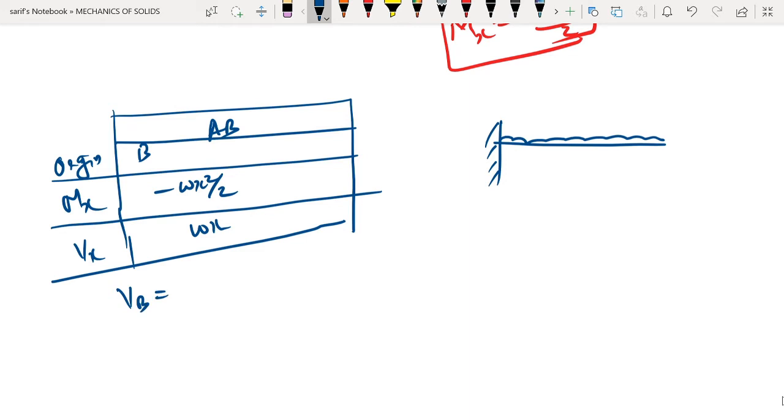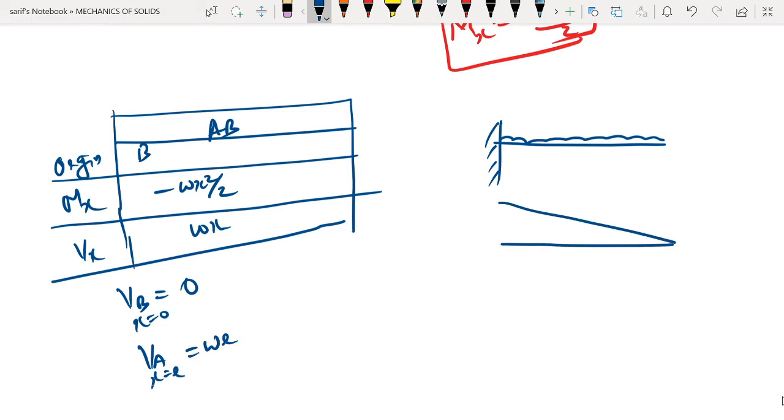This is y equal to mx plus c. Shear force is a straight line. At B, x equal to 0, it's 0. At A, x is equal to L, it is WL. So what we are going to have as the shear force diagram is a straight line. It is 0 here, it is WL here. If you have 2 points, you can join a straight line. The value is WL, and it is positive.